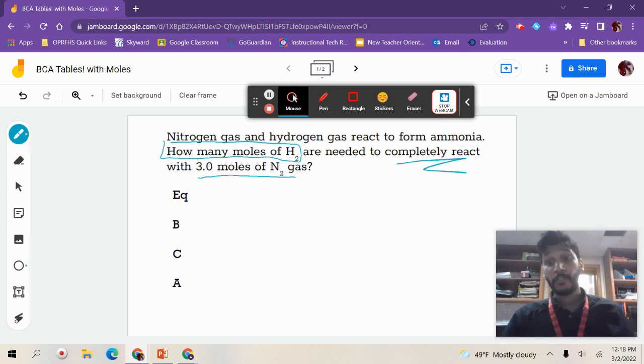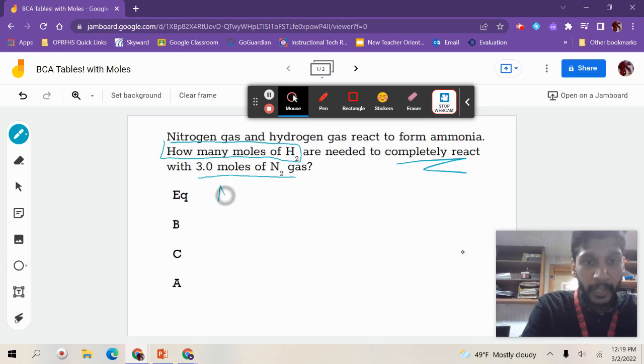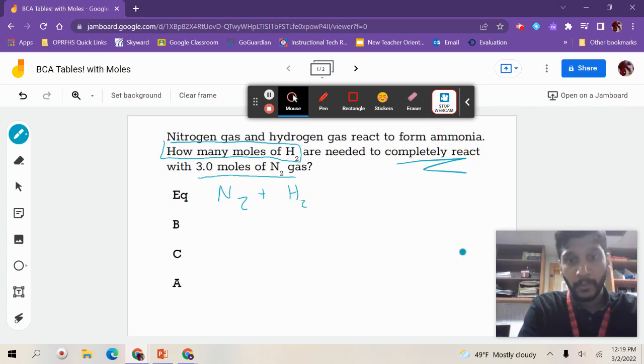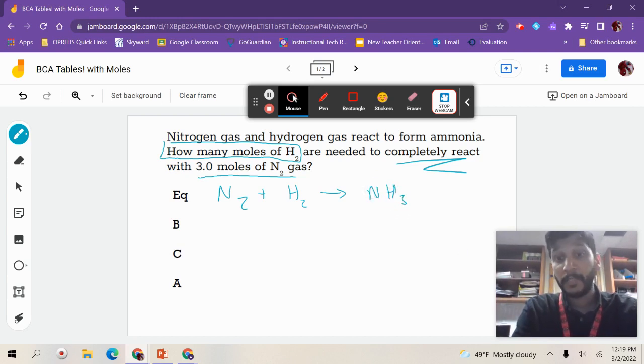All right, so whenever we have these type of problems, we need a balanced equation. So let's go ahead and write out our equation for this. We got nitrogen gas reacting with hydrogen gas, and both of these are diatomic molecules. So we're going to have a 2 there, and they are forming ammonia. If you'd like to pause the video and try to balance this equation yourself, you can go ahead.